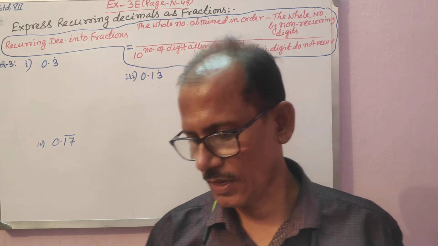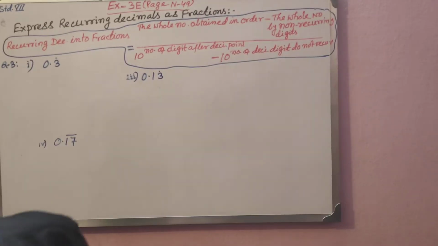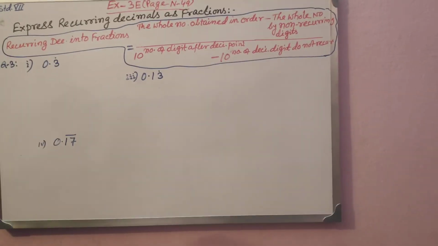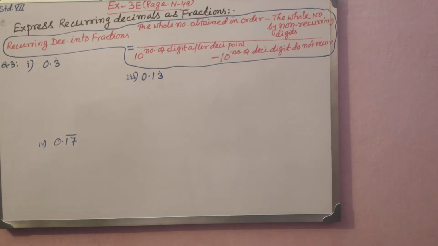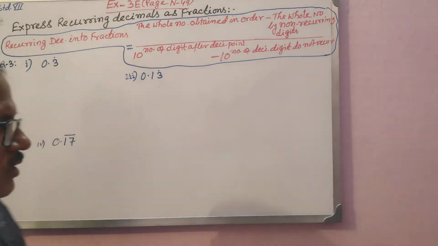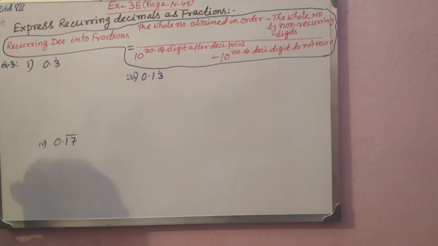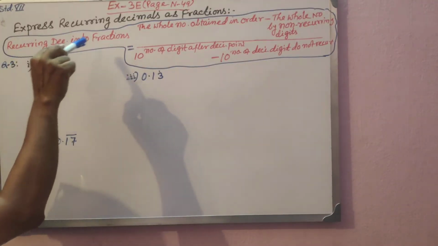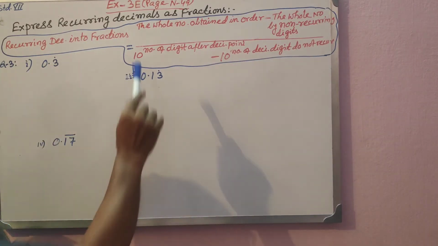Listen carefully and do not leave the class till I finish it. Now children, what is the formula? What is the aspect you are going to learn? Recurring decimals into fractions. How will you convert recurring decimals into fractions? See, the formula is for recurring decimal into fraction. The formula is the whole number.